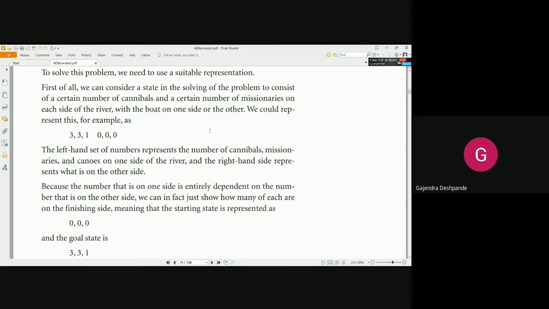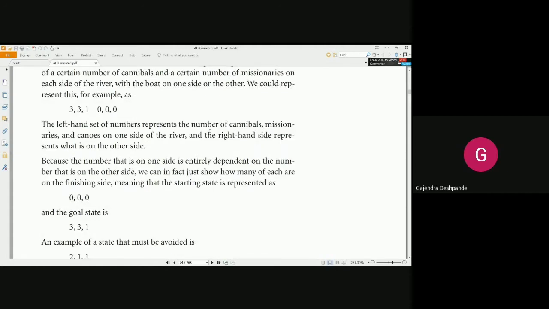In this problem you can see 331 is the initial state, right? That means on one side of the river you have three missionaries, three cannibals and one canoe, and on the other side of the river you have nothing. Our goal should be to reach 331 from 000. That means these numbers will be reversed, that is, the left hand side numbers will come to the right hand side. On the left hand side you have the source and on the right hand side you have the destination.